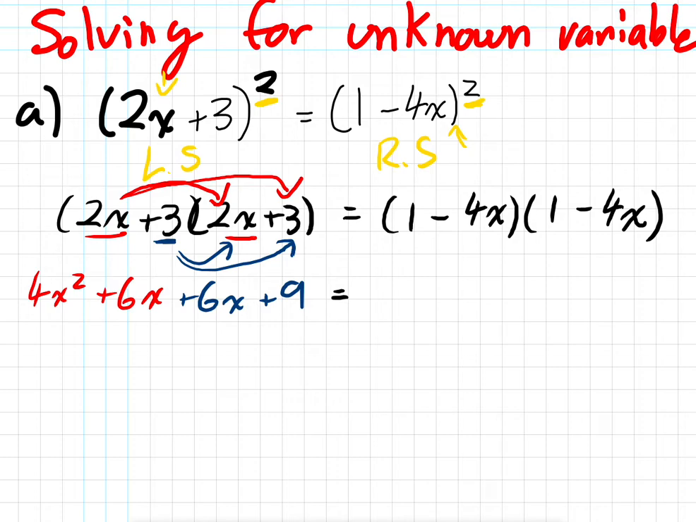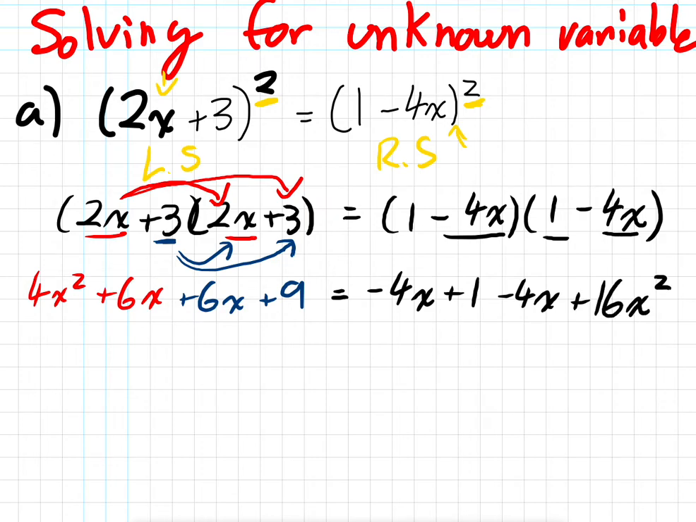On the right side, similar idea again. We end up with 1 times negative 4. Oh, I apologize, that's the wrong number there. 1 times negative 4 will give negative 4x. And 1 times 1, I should have done that one first, sorry, is 1. Negative 4 times 1 is negative 4x again. And negative 4 times negative 4 is positive 16x squared.